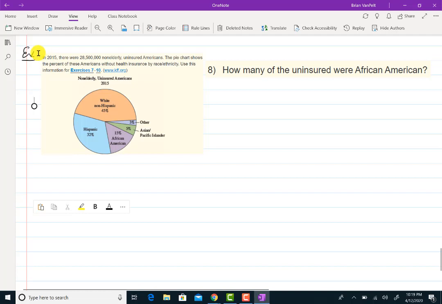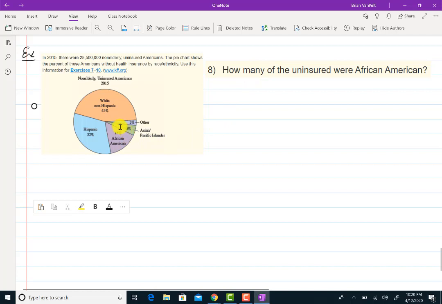All right, let's see what it says. We've got 28,500,000 non-elderly uninsured Americans. And the pie chart shows you which ones those are. It shows you the breakdown of these people that are not insured. So this entire pie chart, the entirety, deals with these 28,500,000 people. Use this information for exercises 7 through 10, and we've grabbed exercise 8. It says, how many of the uninsured were African American?